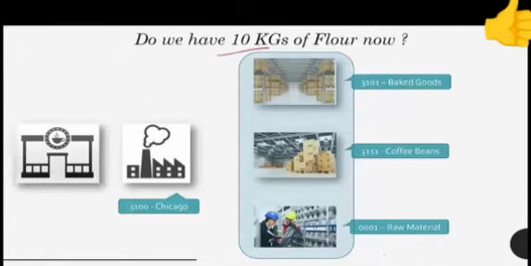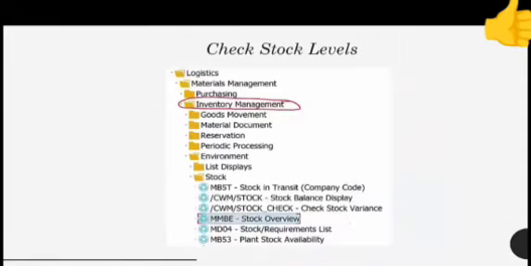5/2503. So this is the material document that's posted. Now how do you check if you have 10 kilos of flour or 100 kilos of flour? The way to do that is via the transaction MMBE. The transaction code is MMBE. Where is it? It's under inventory management.